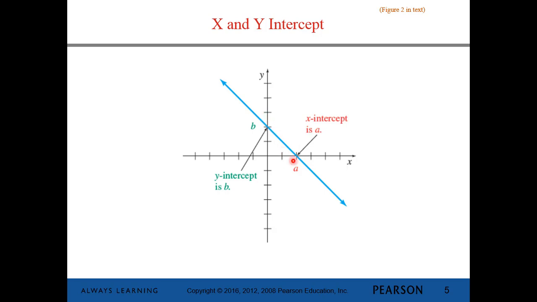x-axis. So that's going to have an x distance of a, and a y distance of 0. So the point here is going to be a comma 0. This point here is going to be 0 comma b.